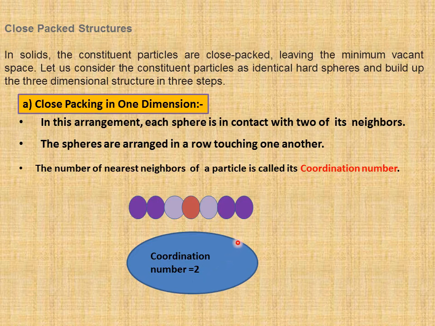Understand, dear student, you may get the question, sir, what about this corner? They have got only 1 neighbor. No, we have just taken a part of the solid. There exist neighboring atoms for this also. Hope you have understood what is coordination number. This is called close packing in 1 dimension.